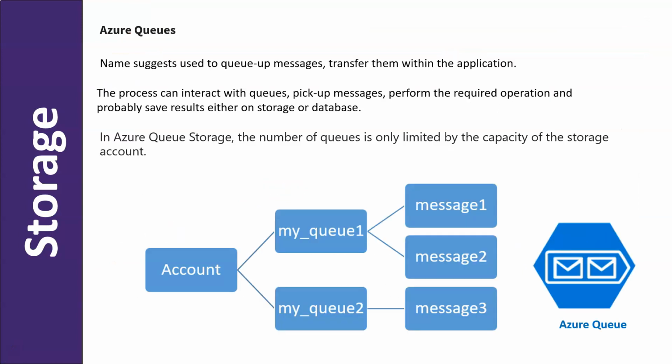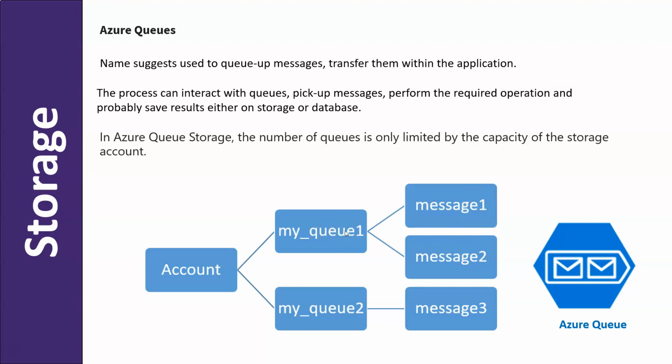Now the next one is Azure Queues. As the name suggests, this is used to queue up messages and transfer them within the application. A process can interact with queues. It can pick up messages, perform the required operation, and probably save the results either in storage or in a database. Now, if you see at the top level, you need to have a storage account. Then in the account, you can create queues depending on your business requirement. And then you can put or get the messages in the queue.